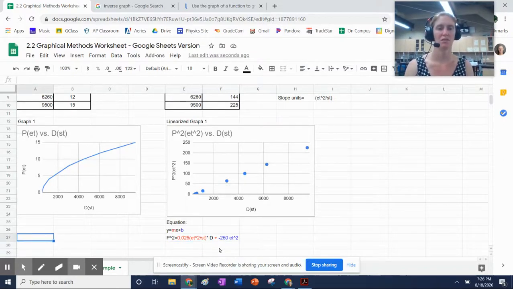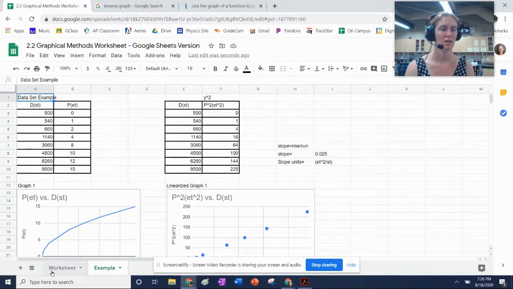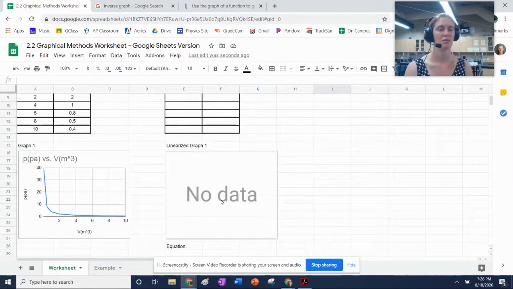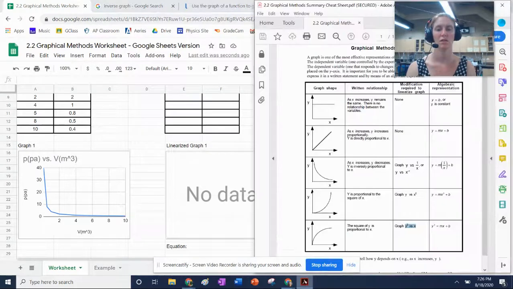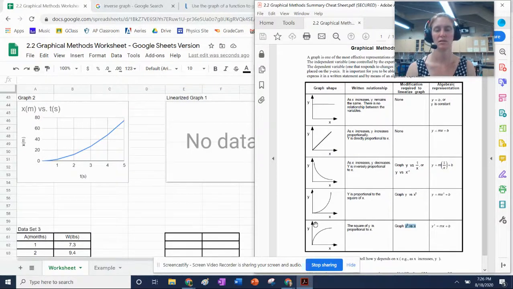So now all you need to do is do the exact same thing. On here, you can go to the actual worksheet. And as I said, as you go through this, you're going to just type in your new data over here, and it's going to automatically graph it. You'll notice that this is a different shape than the one that we were just doing. So you'll look at this shape, come over to your cheat sheet, pick which one of these 5 it most looks like, and then do whatever it says to make it linear. And then for the next one, you'll see it's a different shape.